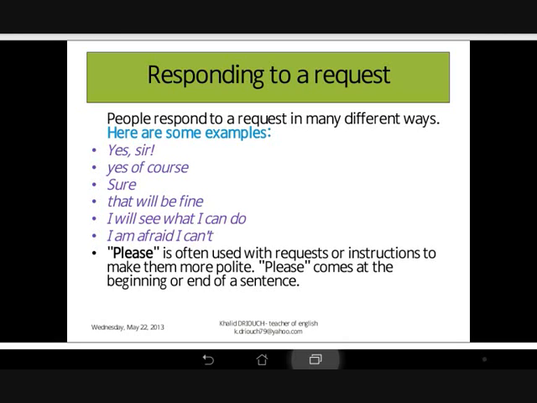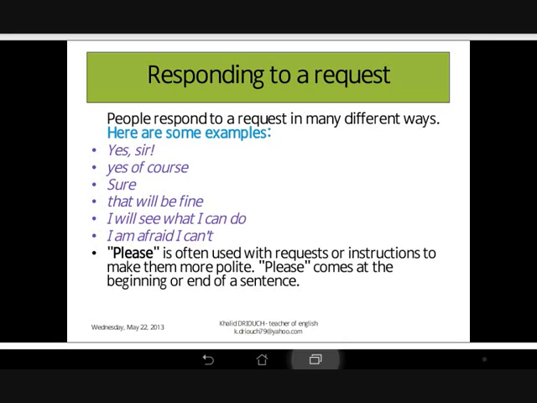Here are some examples. Yes, sir. Yes, of course. Sure. That will be fine. And of course we are here accepting the request. I will see what I can do. We're not accepting, we're not refusing, or maybe politely refusing it. I am afraid I can't.